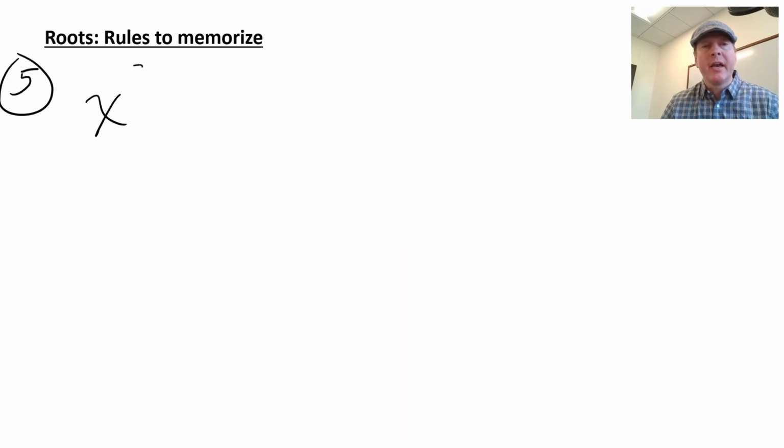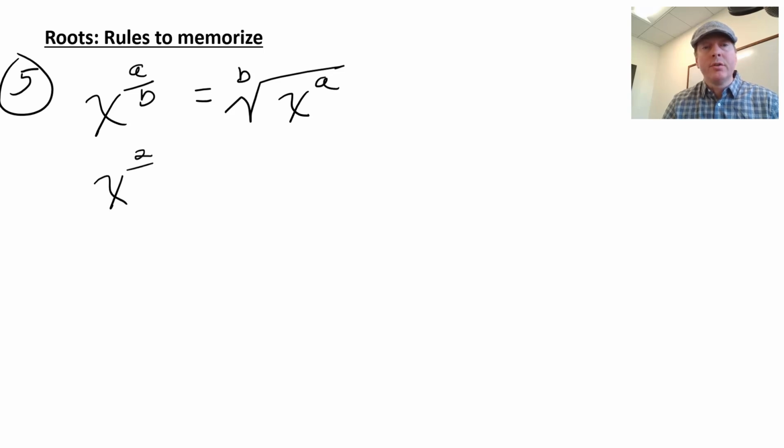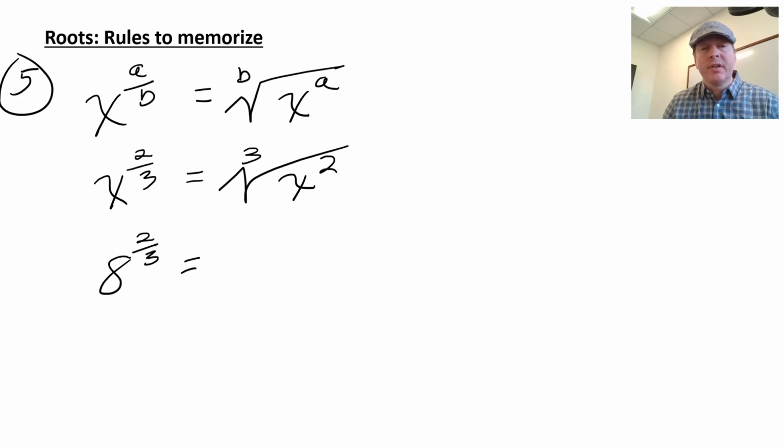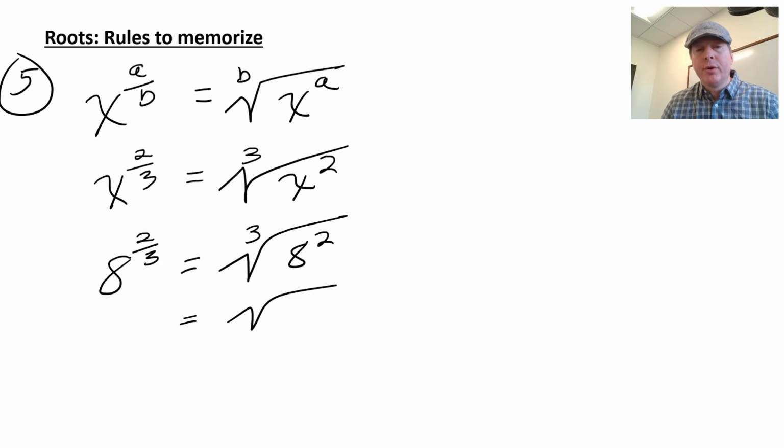Next rule, suppose I had x raised to the power of a over b. That is the b-th root of x to the a. X to the 2/3, that is the cube root of x squared. 8 to the power of 2/3 is the same thing as the cube root of 8 squared, which is what? The cube root of 64, and the cube root of 64 is 4. 4 times 4 times 4 is 64.